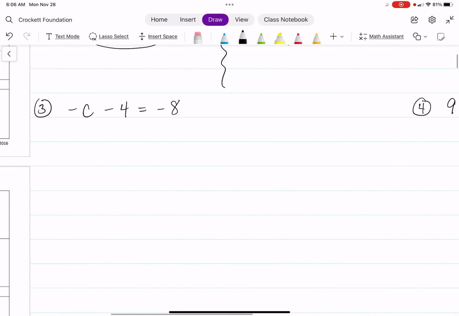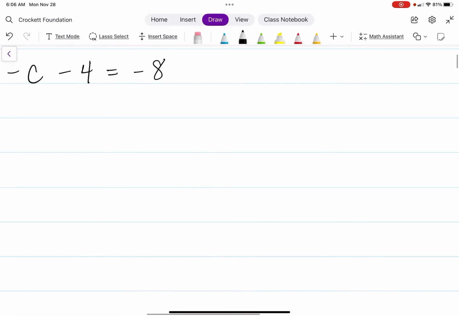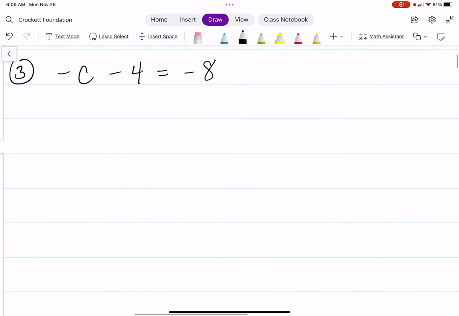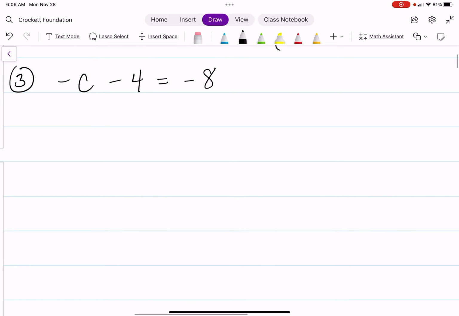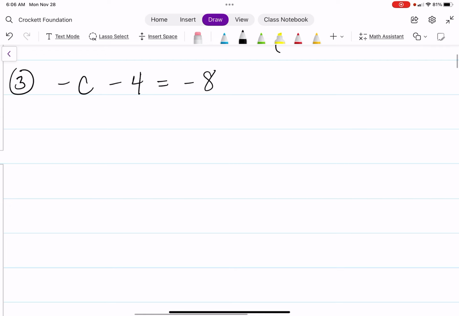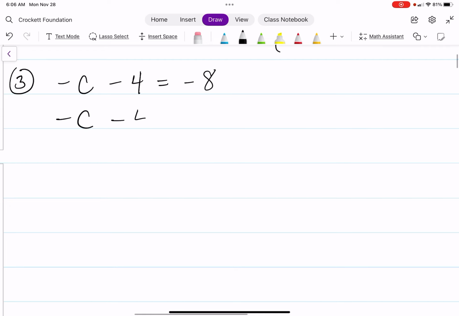We'll finish up this video after we look at these last two problems, okay? And right now, you could pause the video and try this one and then see what I come up with to test your answer against mine, okay? All right, but I'm going to go ahead and finish this problem out. I'm going to rewrite it. -c minus 4 equals -8.